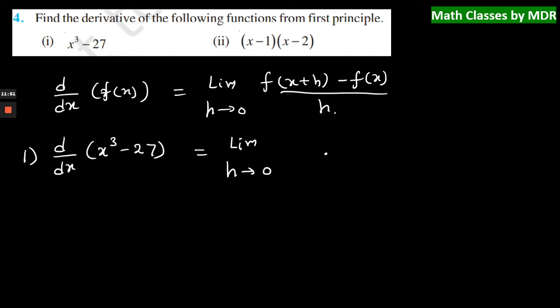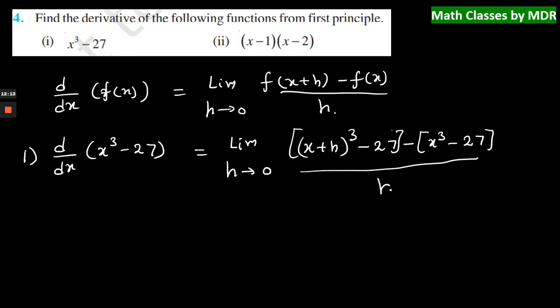That means in place of x here, you also have to take (x plus h) whole cube minus 27, minus f of x as it is. So that is x cube minus 27. This is f of x, the whole divided by h. I hope it is clear.